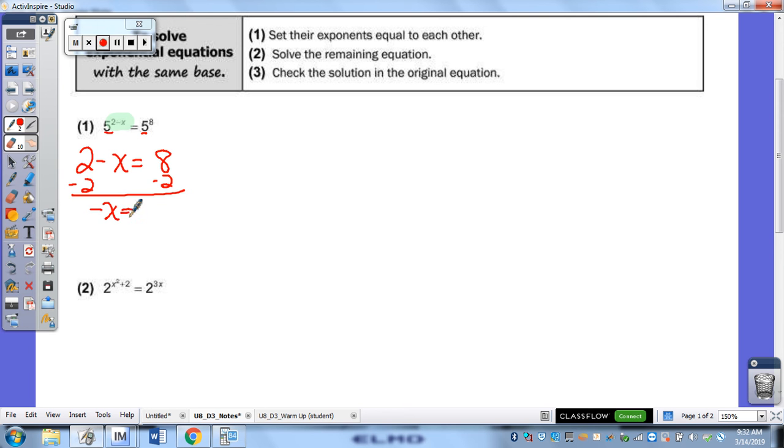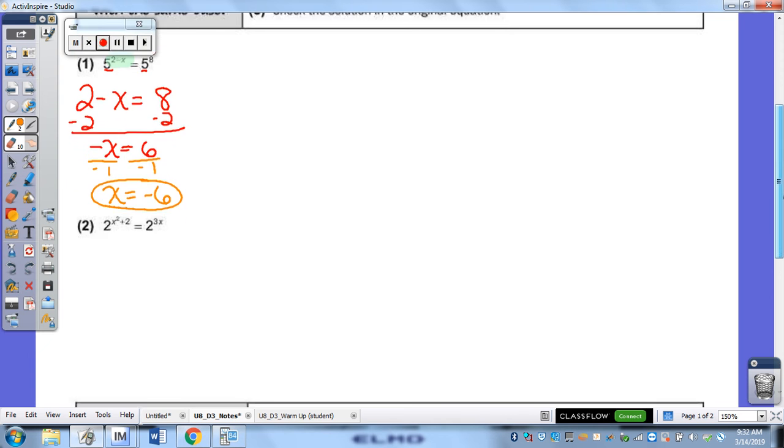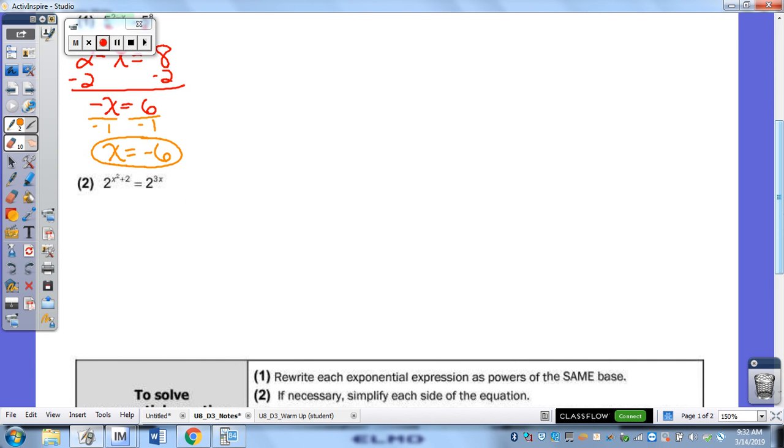And then we just solve for x like we normally would. So subtract our 2, divide by -1, and we get x equals -6. So when x is -6, those two things are going to be equal to each other. So let's look at example number 2. So again, bases are the same. They're both a base of 2. That's what has the exponents. So therefore, their exponents are going to be equal.